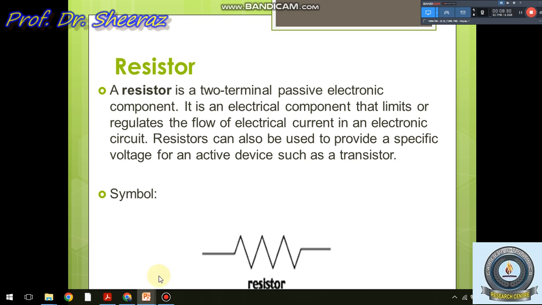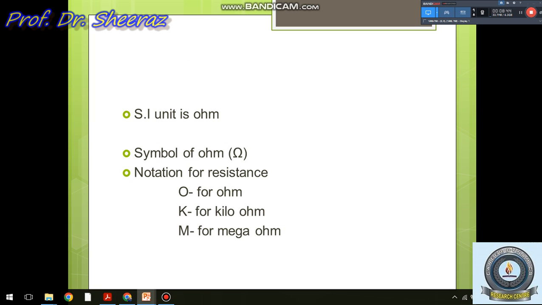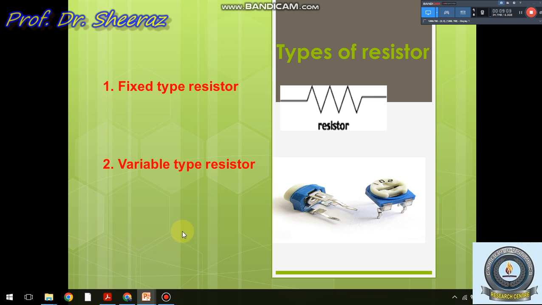Now this is the symbol for resistor, and these lines show that the current is being restricted to flow. So this symbol is for resistor, or we also call it resistance as well. In System International, the unit of resistance is ohms, which is represented by omega, and if the resistance is in small quantities, it is represented by ohm, but if it is a bigger quantity, then it will be represented by K or kilo ohm and M for the mega ohm.